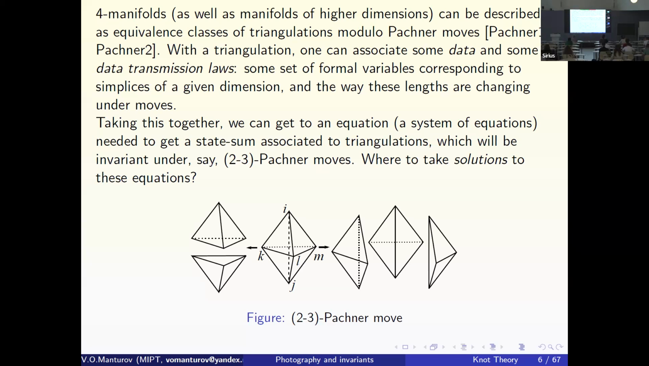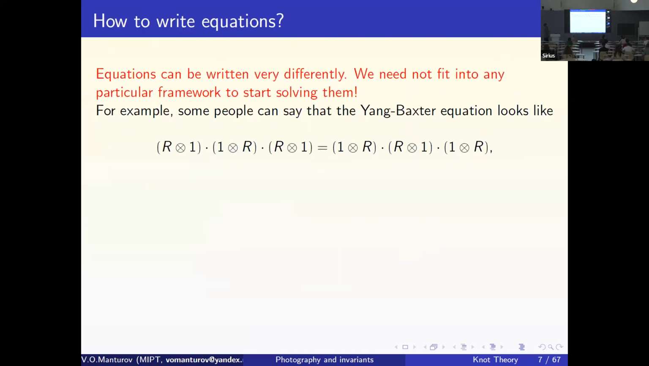And more or less, this is the crucial thing one has to do if one wants to get an invariant of three-manifolds by using triangulations. And there is a well-known theory of Turaev-Viro invariants coming from triangulations and Pachner moves. But now I want to ask the question: how to write down equations?